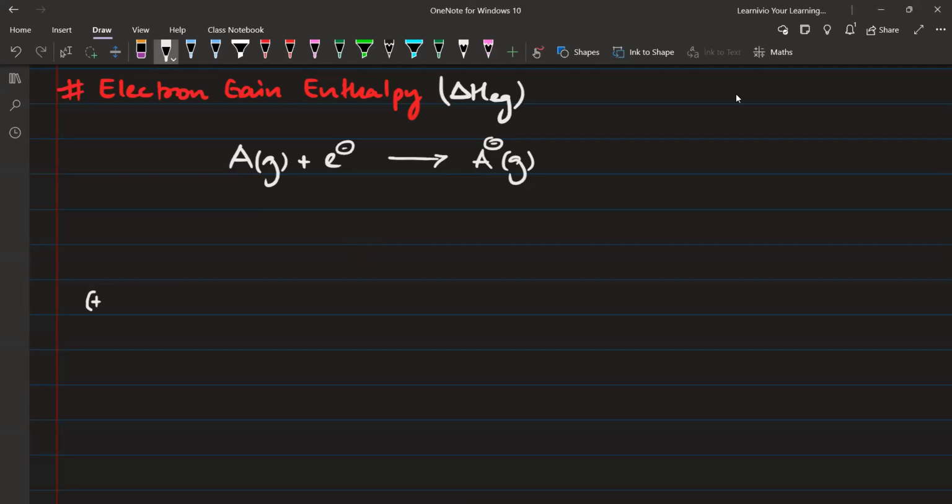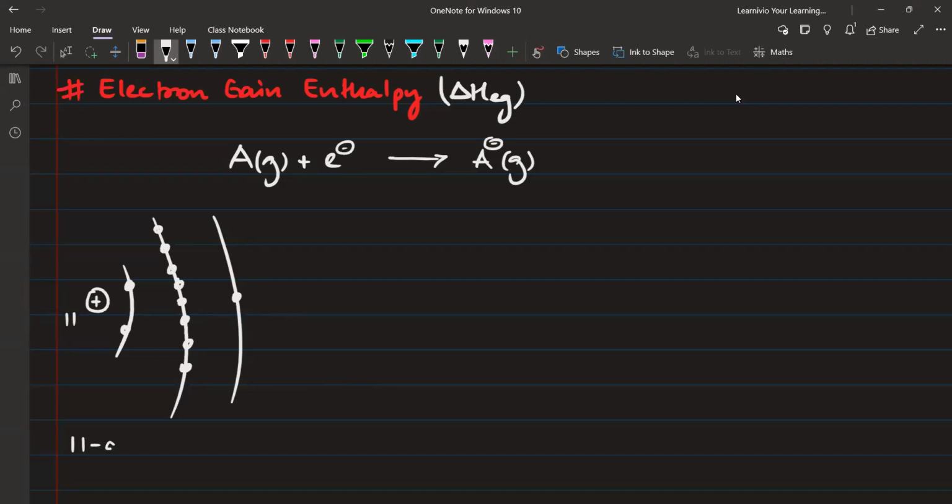This nucleus is having 11 protons. This is the first shell, this is the second shell, and this is the third shell. In the first shell, we have 2 electrons. In the second shell, we have 1, 2, 3, 4, 5, 6, 7, and 8 electrons. So in total, we have 10 electrons and 1 electron in the third shell. So here the nucleus is attracting all the 11 electrons. So in total, there are 11 attractions.